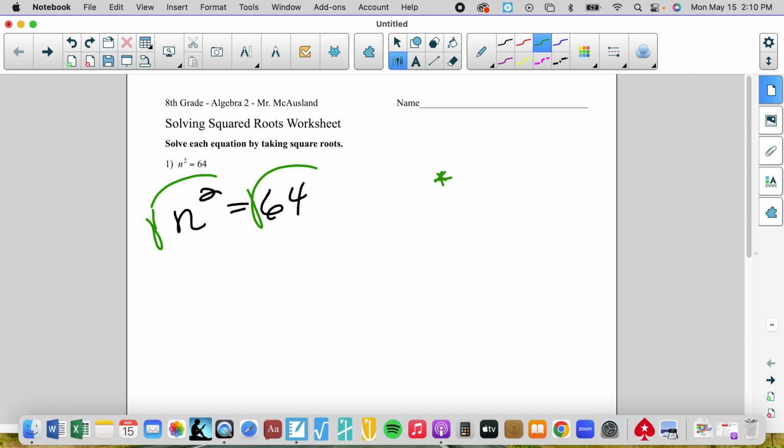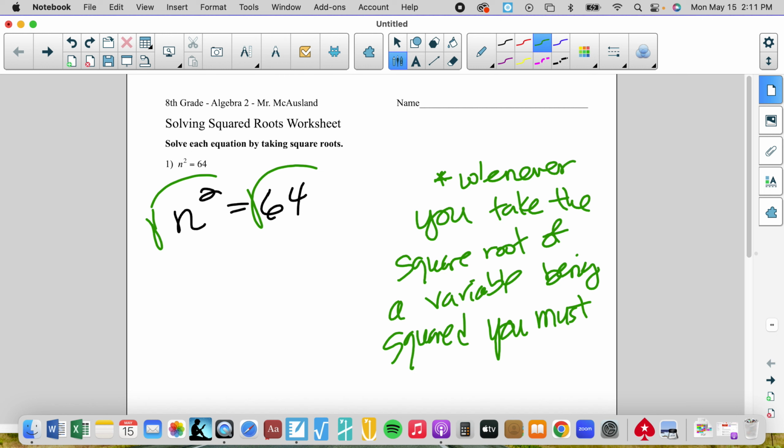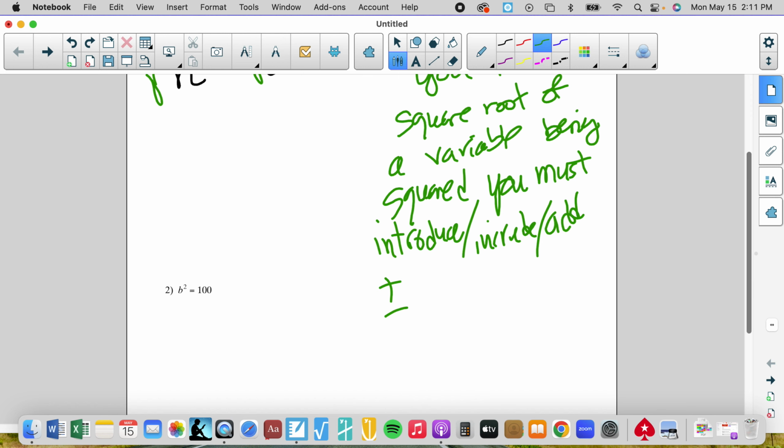Something we talked about in class is that whenever you take the square root of a variable being squared, you must include plus or minus in your solution. And we'll discuss why that is the case.